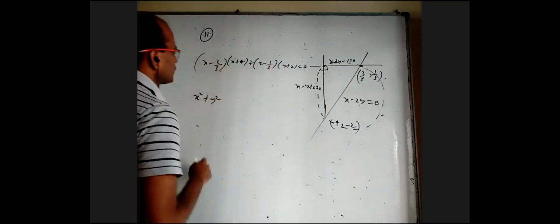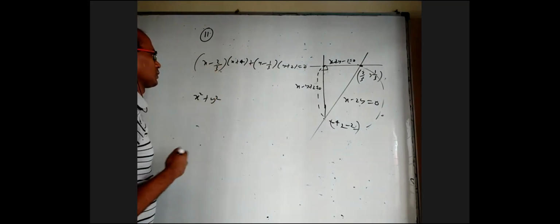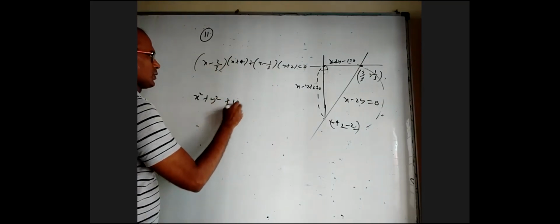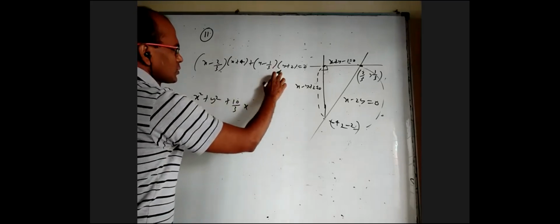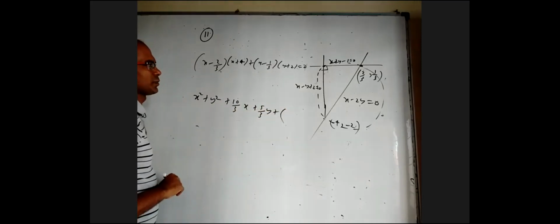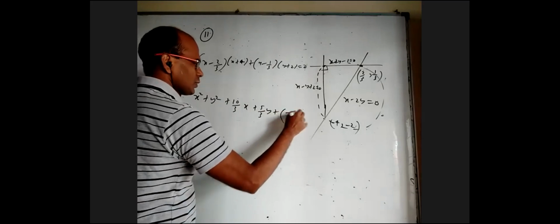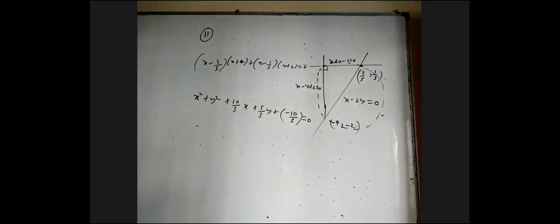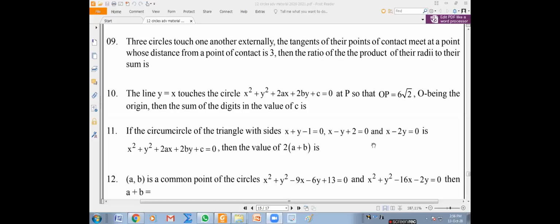x square plus y square, minus 2 by 3 plus 4, 4 minus 3 by 3 is 10 by 3, 10 by 3 x. And here y term is 2 minus 1 by 3 plus 5 by 3, 5. And the constant is minus 8 by 3 minus 2 by 3, minus 10 by 3. They want 2a plus 2b. Where this is 2a, this is 2b. 10 by 3 plus 5 by 3 is 15 by 3, which is 5.